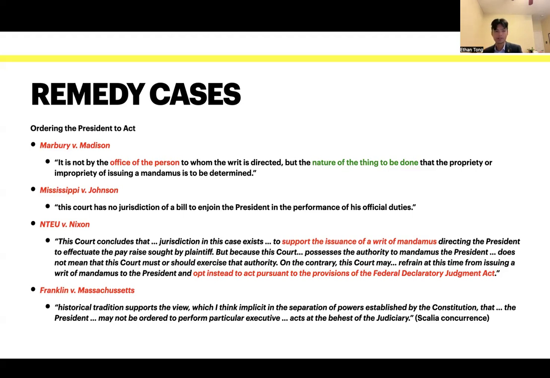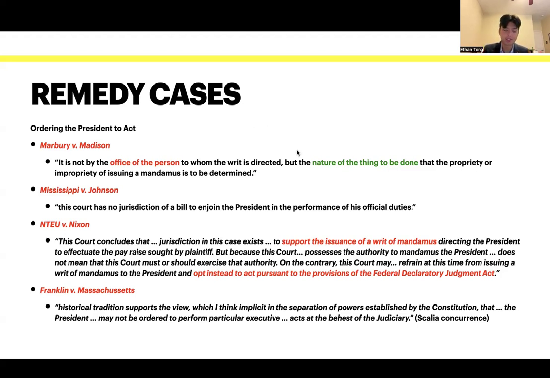The president is his own branch. He's the executive branch. And the judiciary cannot tell him what to do. It's very disrespectful, in Scalia's opinion, and disrespectful of the high office of the president for the judiciary to tell him what to do.